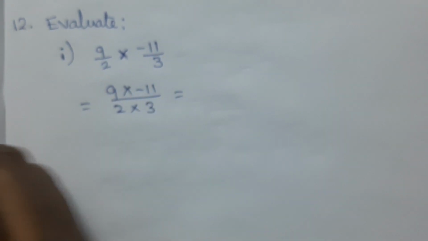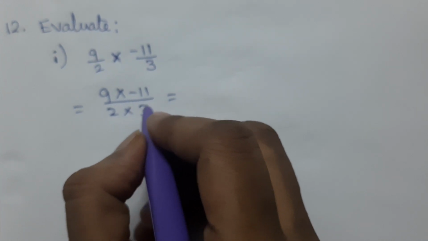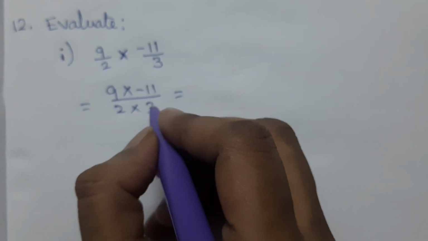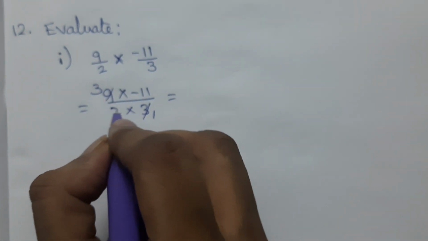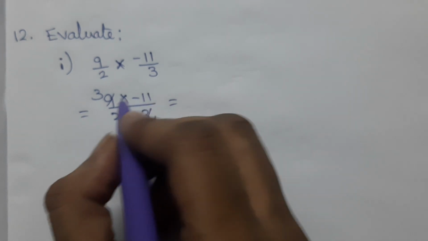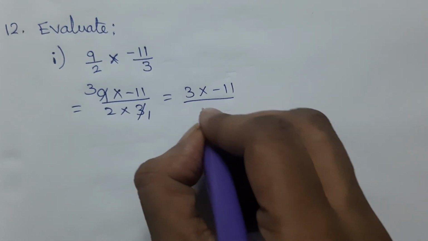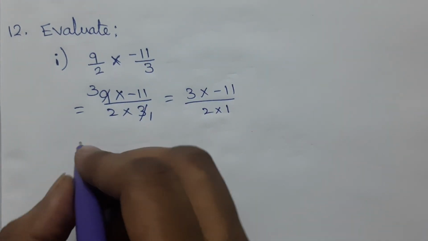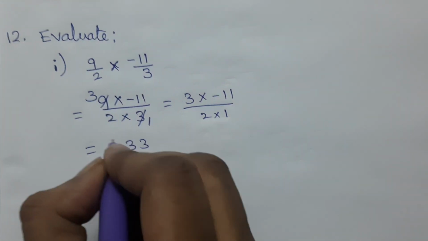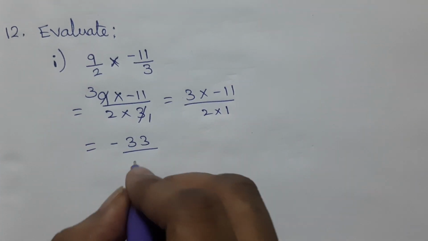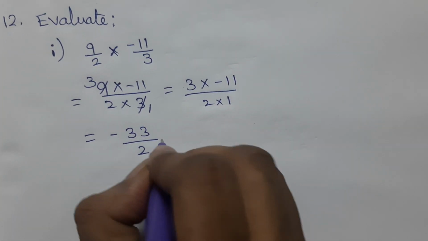Now we can get here. Is it possible to cancel? Yes, by the numerator and denominator, isn't it? Which table? 3. 1 3 is 3. 3 3s are 9. And then anything is possible? No, that's all. So we have 3 into minus 11 divided by 2 into, here we have 1. That is equal to 3 into 11, 33. Plus into minus, minus. Divided by 2 into 1, 2. So our answer is minus 33 by 2. That's all.